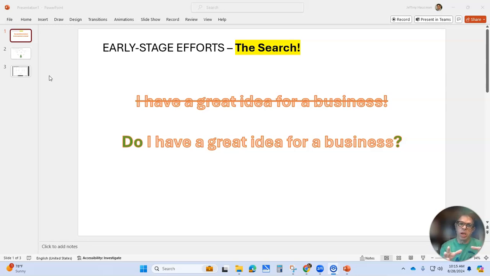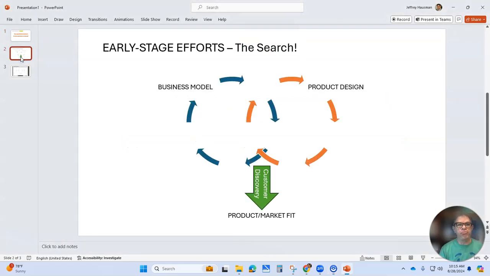And so we're talking about the search. The early stage efforts is the search, and that's really what the focus of this course is about. Okay. So when you think about that idea, there are again two things happening. You're talking about things from a business model perspective, and you're talking about things from a product design perspective.